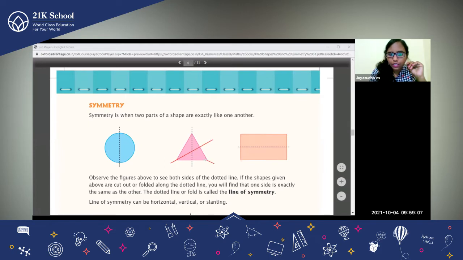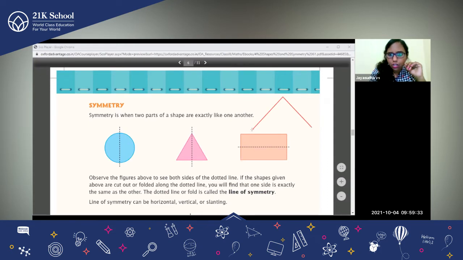And through this vertex also you could draw another line of symmetry. So how many lines of symmetry you could find here? 1, 2, 3. So for an equilateral triangle, it is 3. But for some triangles, I would like to draw some other example also. See, for example, a triangle like this.